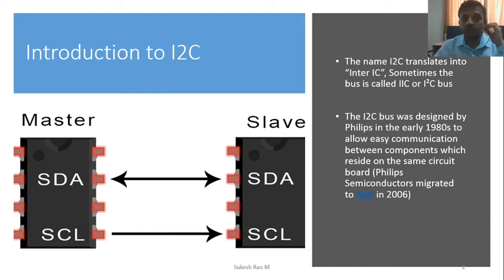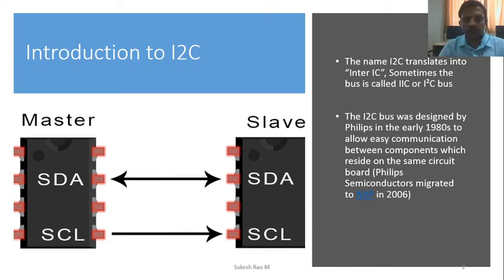So in general, I2C means inter-IC. It is meant to communicate between two different devices on a board. It is not for long range communication. It is on a board, on a PCB. If there are two devices, instead of communicating with the other device in parallel, you can communicate serially.